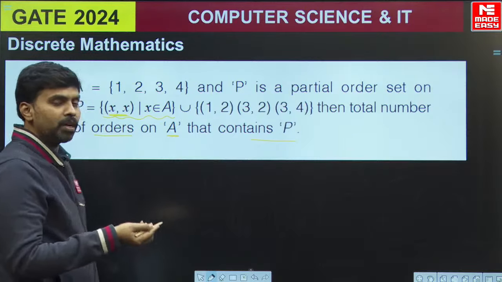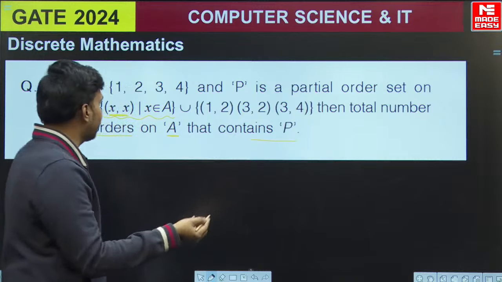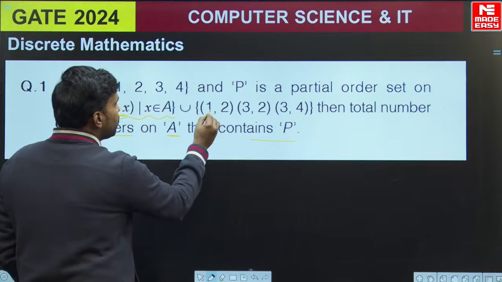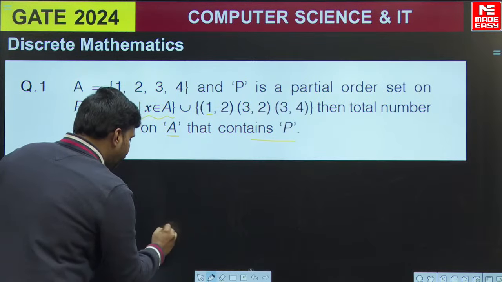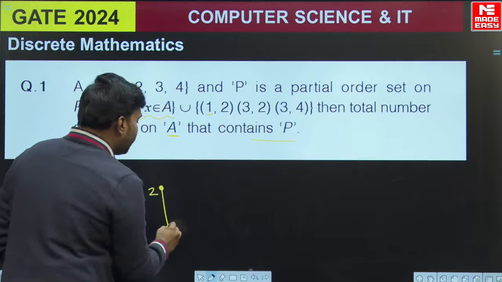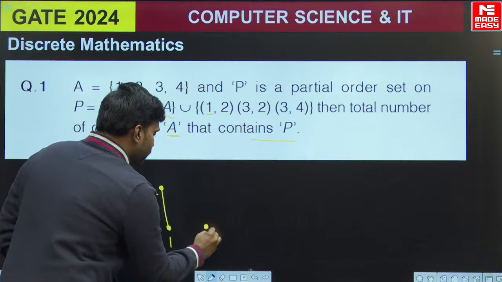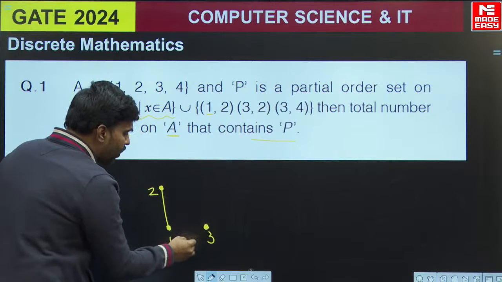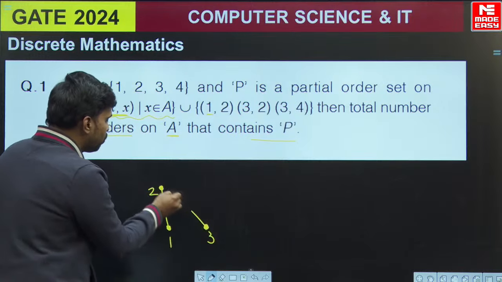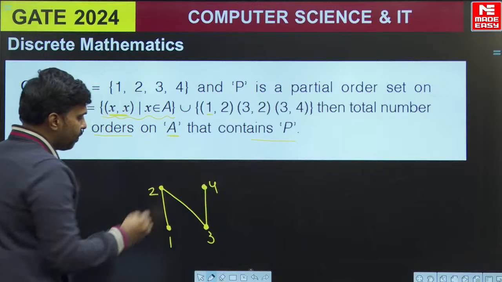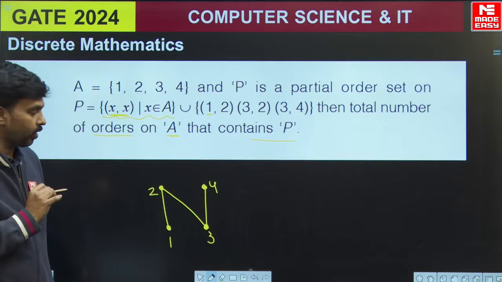So what is the diagram of the partial order? That is the Hasse diagram. Take 1, and 1 is related to 2. Then take 3 at the same level, since 1 is not related to 3. Then 3 is related to 2 and 3 is related to 4. So this is the Hasse diagram for this.